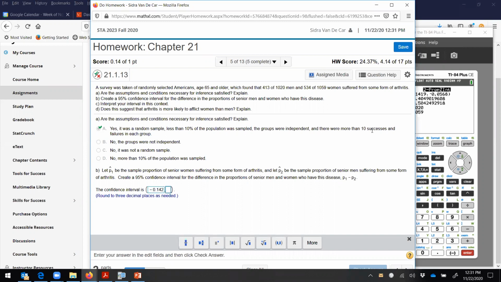And then the positive is negative 0.057. Now, by the way, the fact that these are both negative tells me that this second one is bigger, right? So we would think that the women suffered from arthritis more than the men.